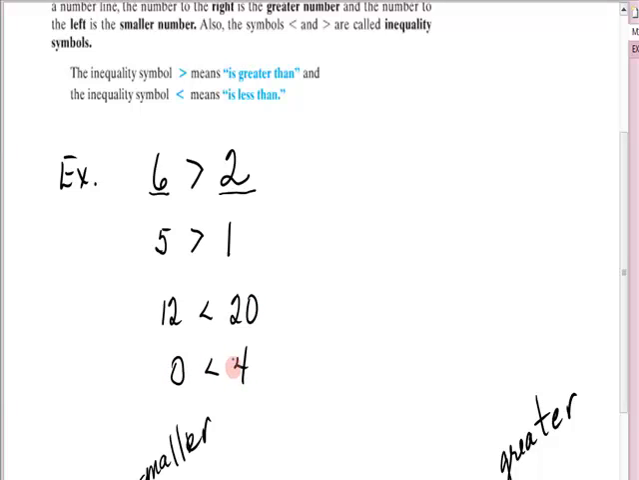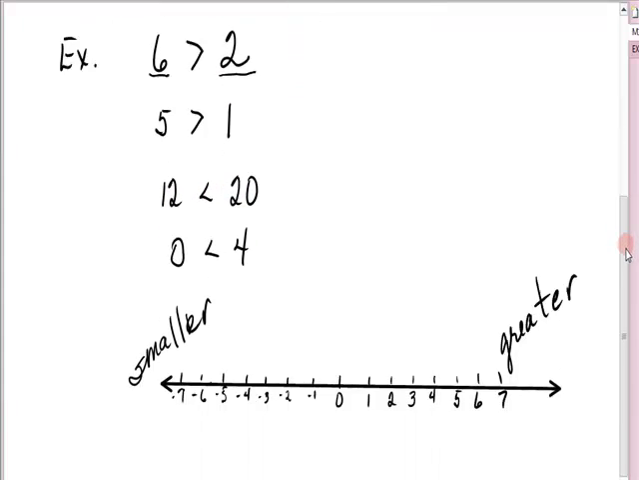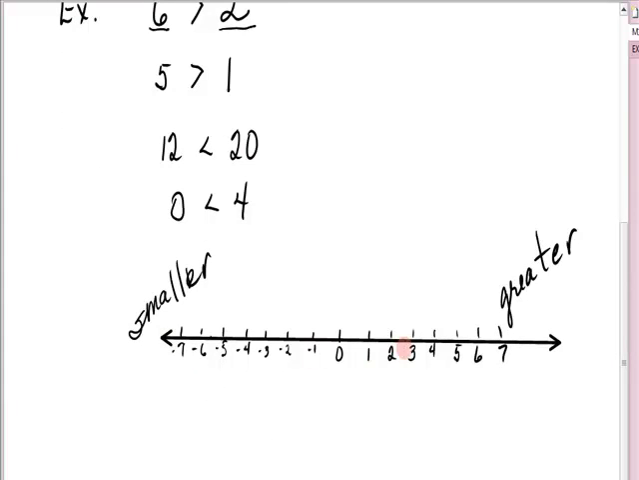One thing to remember is that the symbol always points or closes in toward the smaller number. It always opens like a hungry mouth toward the larger number. So 6 is greater than 2. 12 is less than 20. It must be read from left to right. So in the number line, as you go to the right, you're always greater. As you go to the left, you're always less. The more negative you are, the smaller you are.